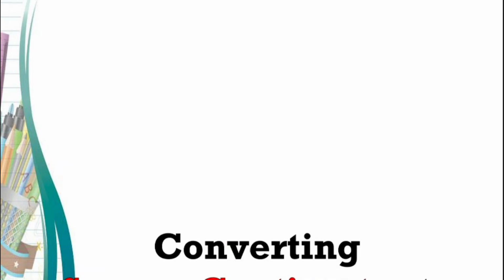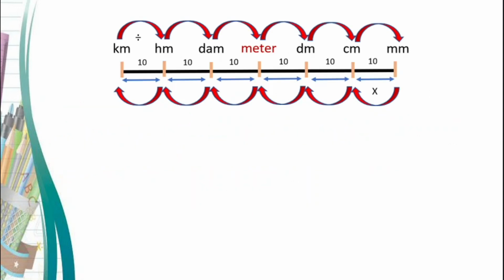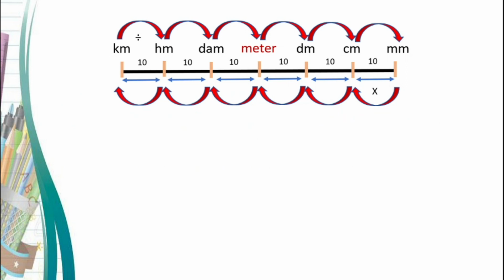Okay. So, next is converting square centimeter to square meter, and vice versa. Now, in converting centimeter squared to meter squared, we have the units: kilometer, hectometer, decameter, meter, decimeter, centimeter, millimeter.